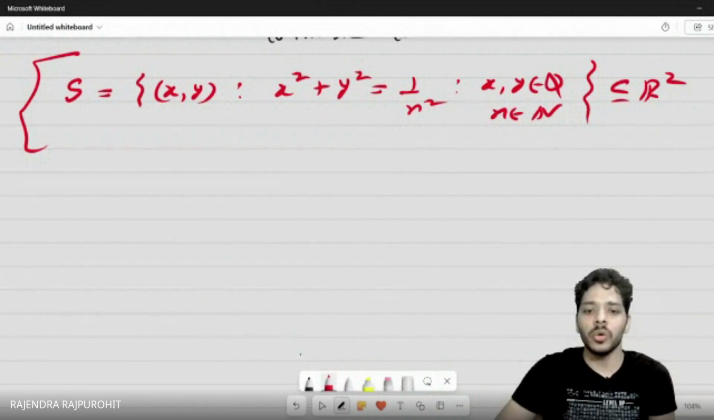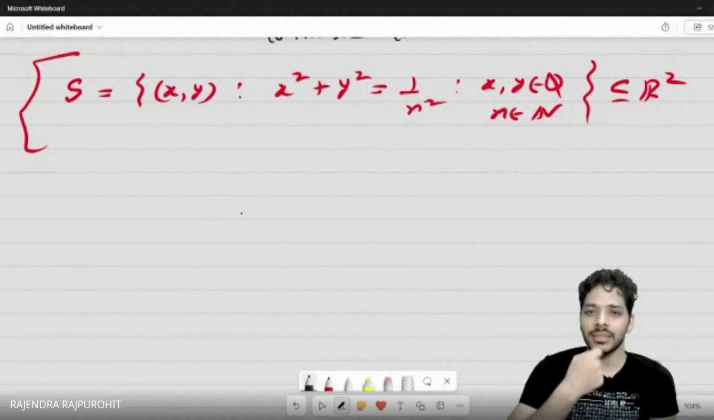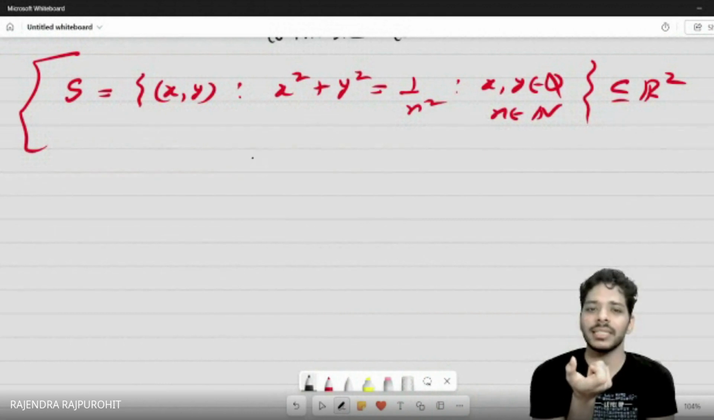Anyways, so how do I prove it? How do I prove that this set is countable, or if it is not countable, then how do I discard it? Okay, so the very first thing is I can see that in this one he has taken that x and y are both rational, right?